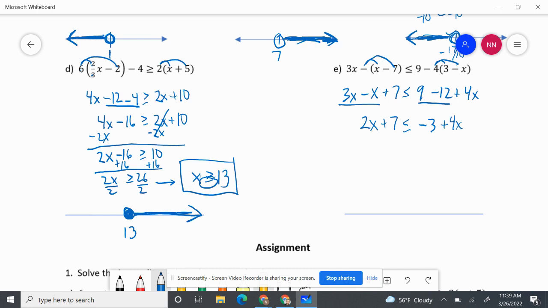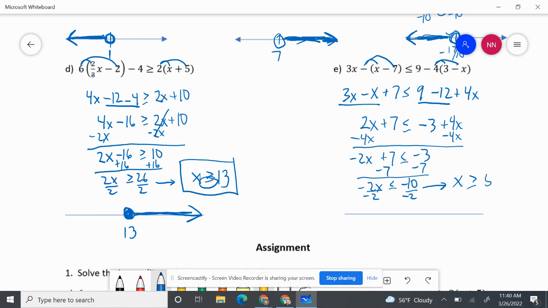Once again, I like my x on the left-hand side when I'm solving inequalities, so I'm going to subtract the 4x. Negative 2x plus 7, less than or equal to negative 3. I subtract the 7. I get negative 2x is less than or equal to negative 10. I divide it by negative 2. Once again, whenever I divide by a negative, it flips the inequality, so now it is greater than or equal to 5. So I have 5 in the middle.